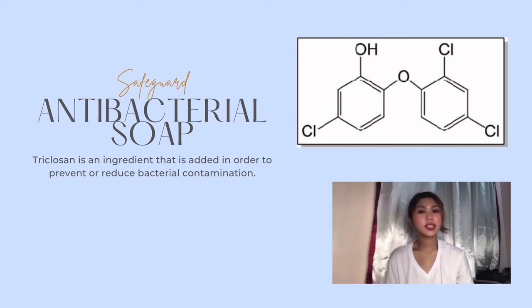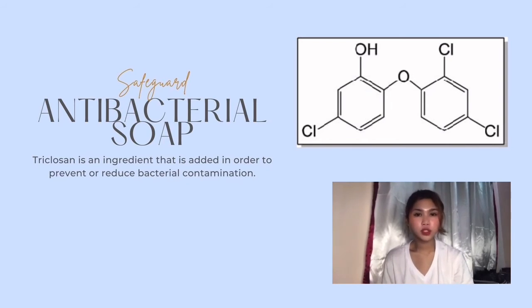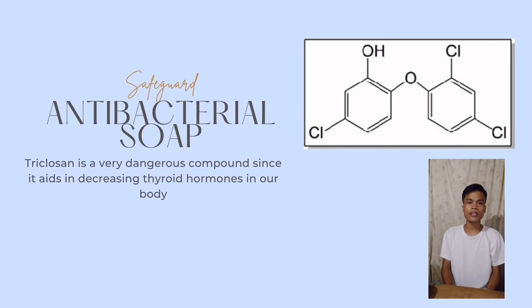Triclosan is an ingredient that is added in order to prevent or reduce bacterial contamination. Although it may seem wondrous, little do we know that this organic compound can either prevent us from these bacterial infections or it can also pose a great threat towards us and to the community. Triclosan is a very dangerous compound since it aids in decreasing thyroid hormones in our body. In short, triclosan is an endocrine disruptor and is also prone to helping cancer cells grow, especially in breast cancer. And lastly, triclosan is highly toxic to different types of algae, and other organisms of a complex aquatic ecosystem.